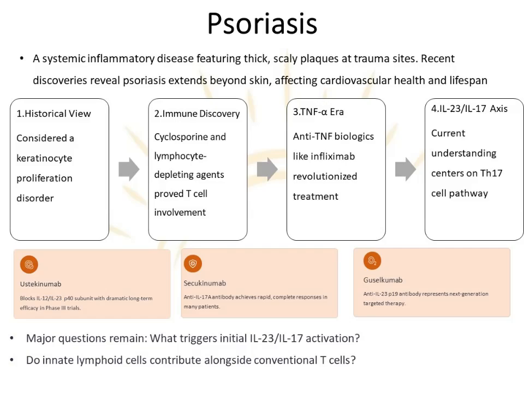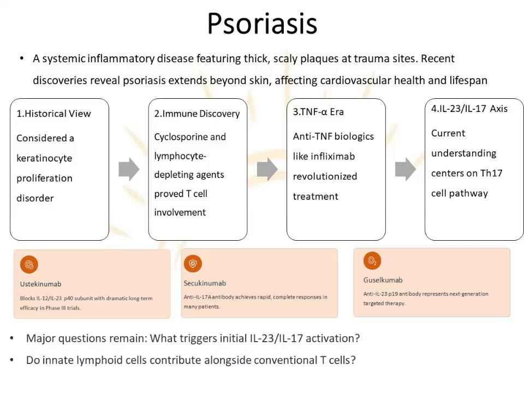For example, ustekinumab blocks IL-12 and IL-23, providing long-term disease control. Secukinumab targets IL-17A and produces rapid clinical improvement. Guselkumab specifically inhibits IL-23 and offers sustained effectiveness with a highly targeted approach. Despite these advances, important questions remain.